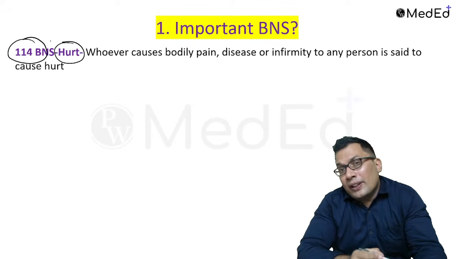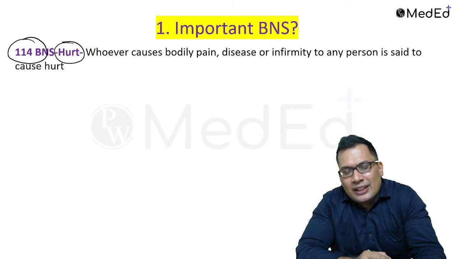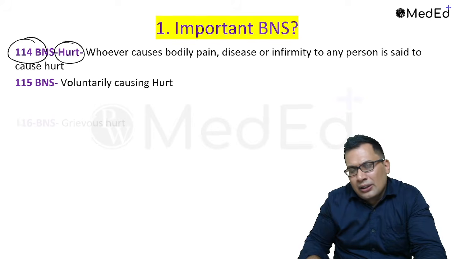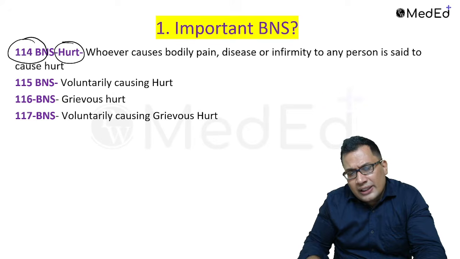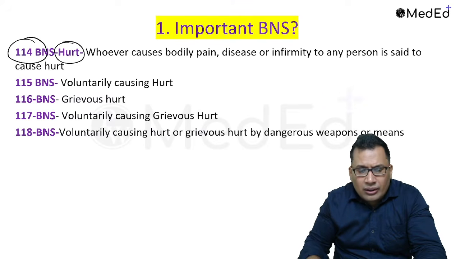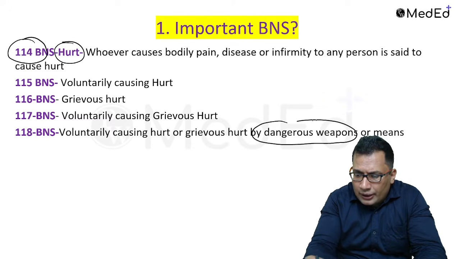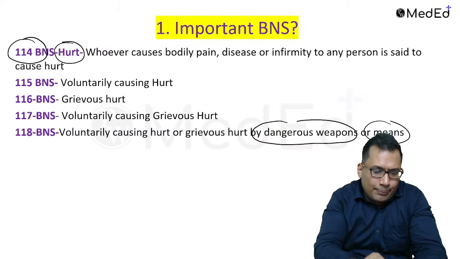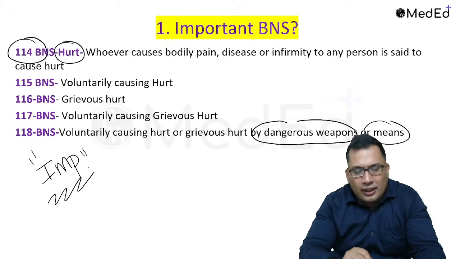It can be asked, what is hurt? Hurt means whoever causes bodily pain, disease, or infirmity to any person is said to cause hurt. 115 is voluntarily causing hurt. 116 is grievous hurt. 117 is voluntarily causing grievous hurt. 118 is voluntarily causing hurt or grievous hurt by dangerous weapon or means. So all these are important BNS sections that we can remember.